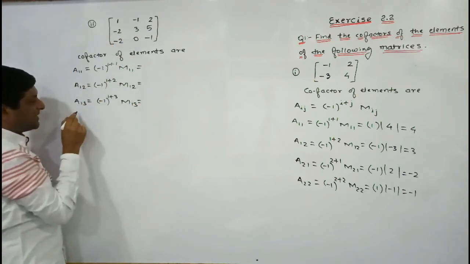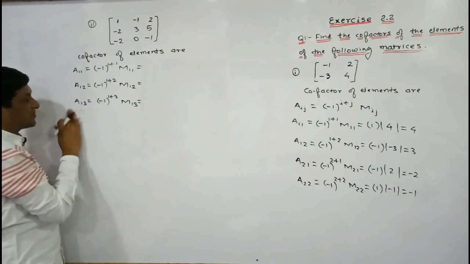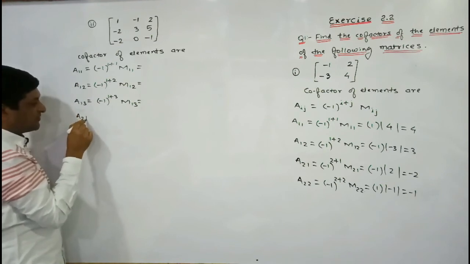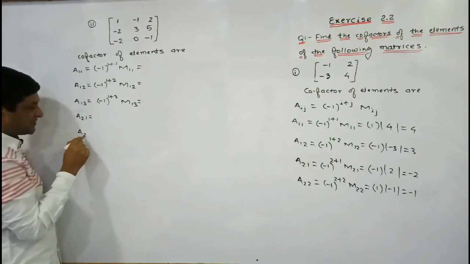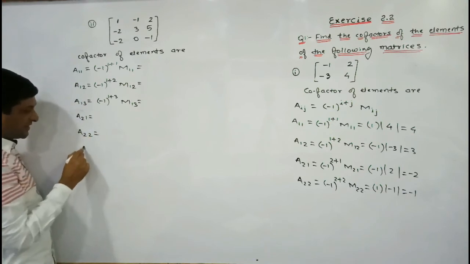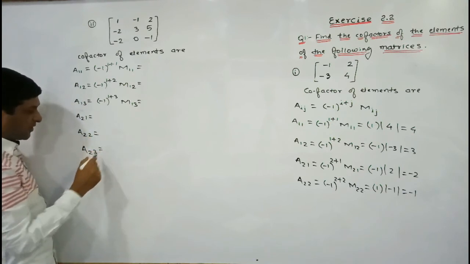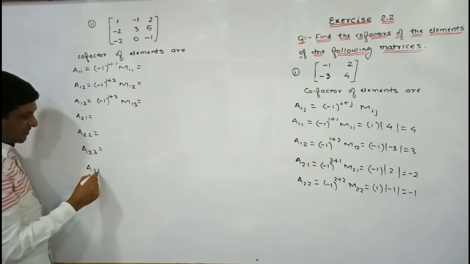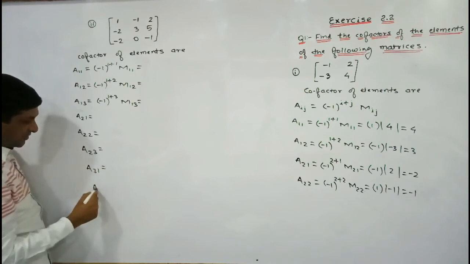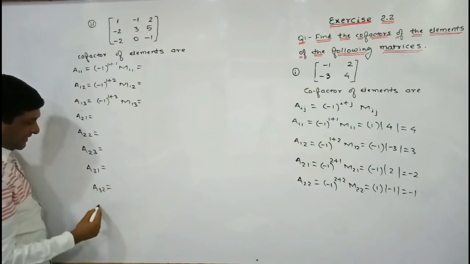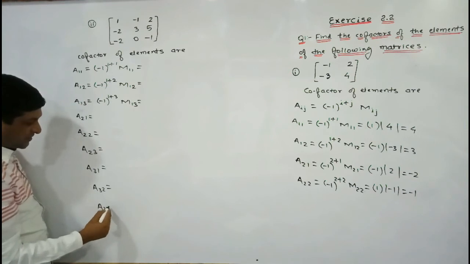So this element lies in second row first column. The next element lies in second row second column. Next element lies in second row third column. Next element lies in third row first column. Then third row second column. And lastly third row third column.